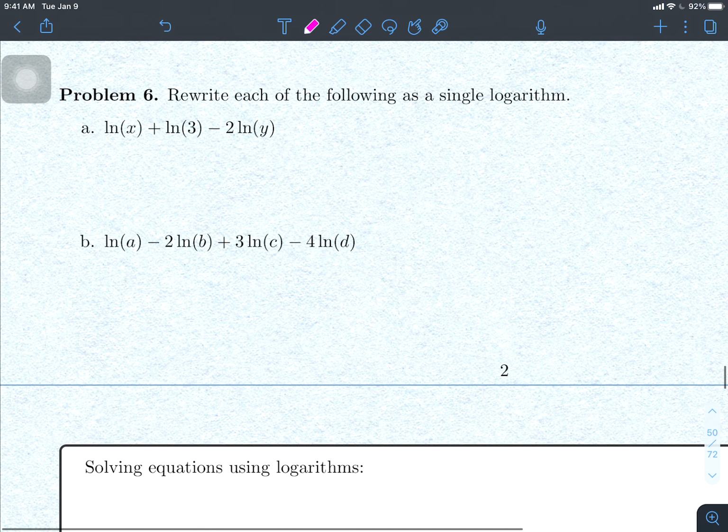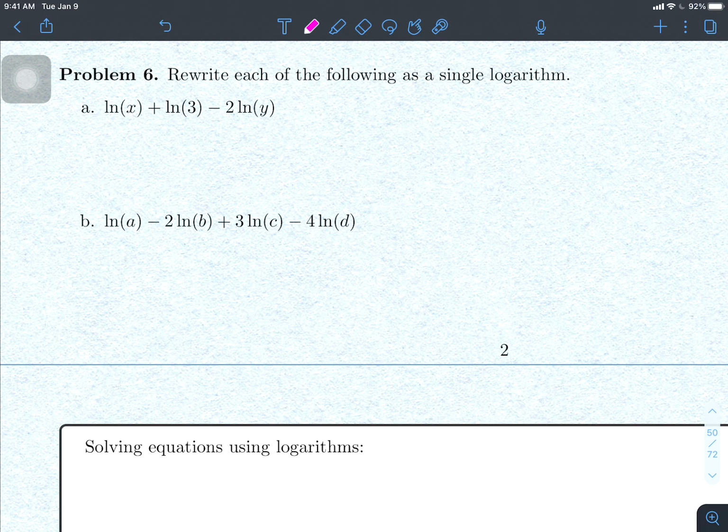Okay, rewrite each of the following as a single logarithm. Now we want to go the other way. Well, how can I rewrite the sum of two logs? By multiplying them inside, right? We get ln 3x minus 2 ln y. How do I treat this second term? Yeah, I can use the most important rule of all of logs and bring that 2 inside as a power. I get ln of 3x minus ln of y to the 2.